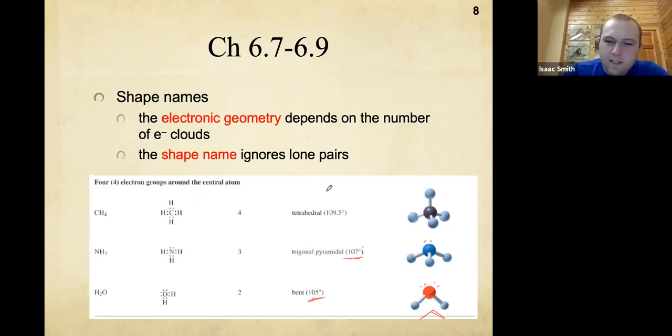Okay. Don't worry about whether it's 107 for trigonal pyramidal or 105 for bent. I don't really care that you know those exact numbers; just know these are generally going to be around 109. Okay.